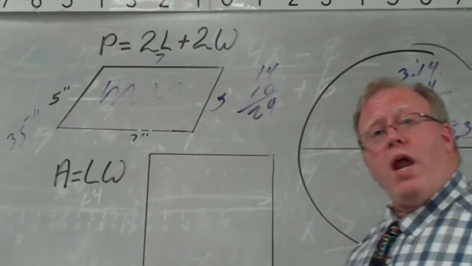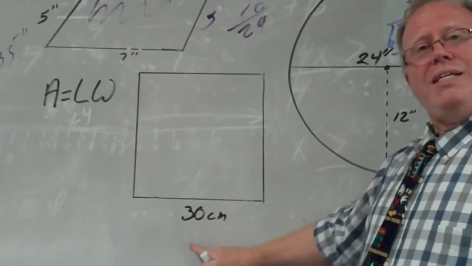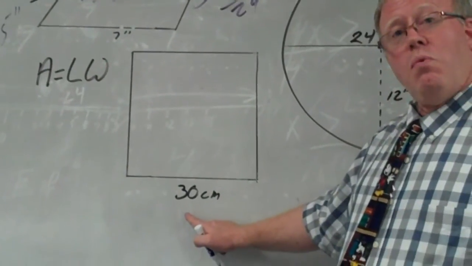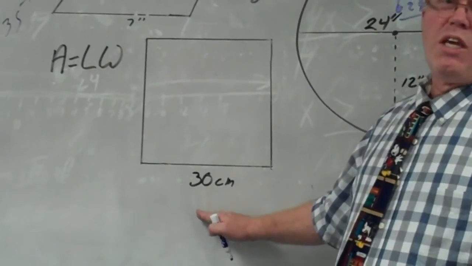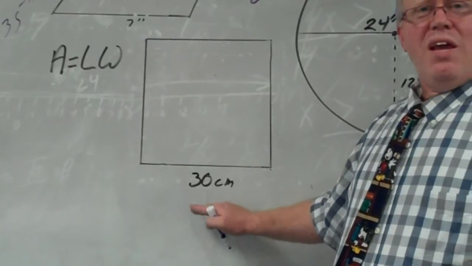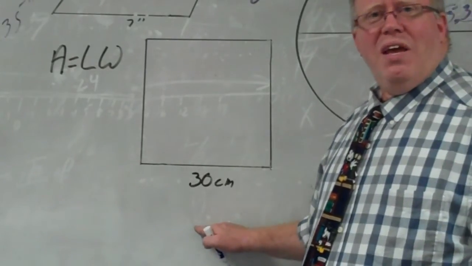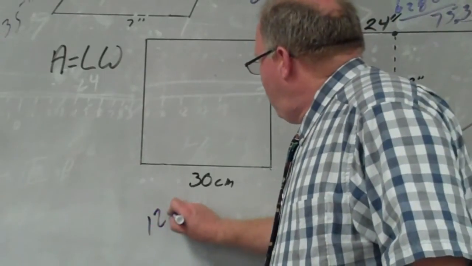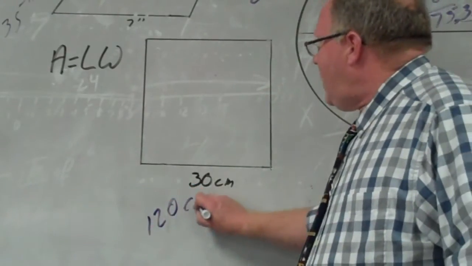Okay. If it's a square, you may see it just like this, where it only has it once. So in this case, we want to look at that and say, okay, that's going to be 4 times 30, not just 1 times 30. So 4 times 3 is 12. We add that 0. We have 120 centimeters.